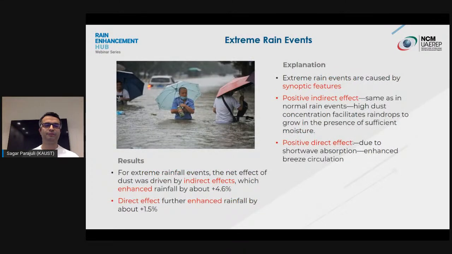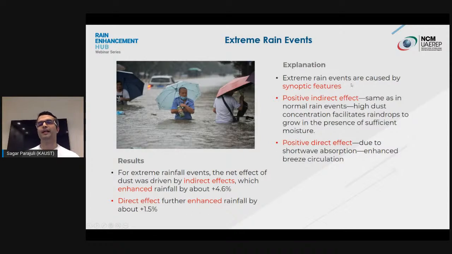And for extreme rain events, the net effect of dust was driven by indirect effects. So this is very different, and it enhanced rainfall by about 4.6%. And in this case, actually, the direct effect further enhanced rainfall. Remember, it suppressed the rainfall for the normal rain events. So in this case, direct effect further enhanced rainfall.